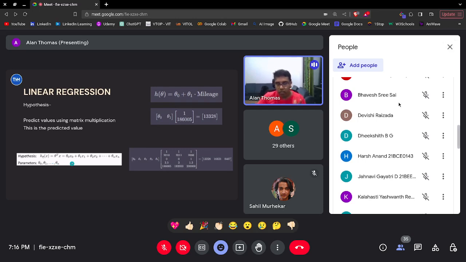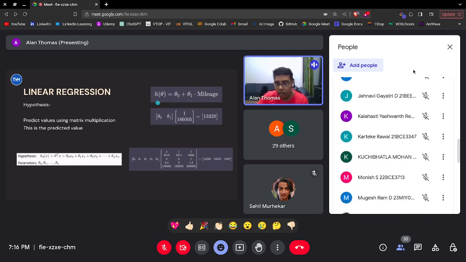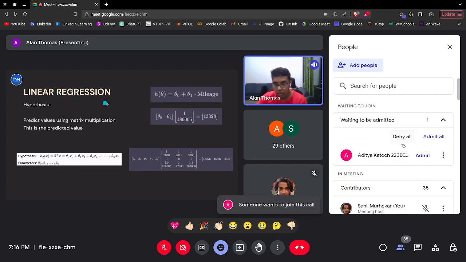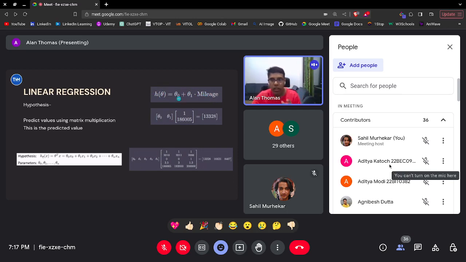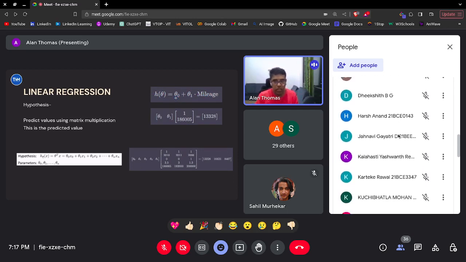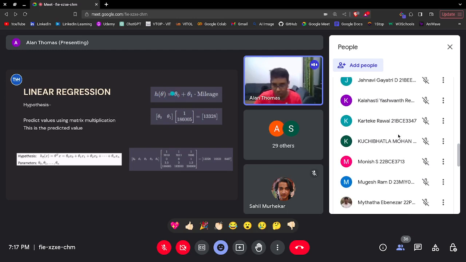You can relate this to linear regression, so you can relate it to a line. This formula h of theta is equal to theta 0 plus theta 1 into mileage can be related to y is equal to mx plus c. This here is y, this is m, mileage here is your x, your input feature, and theta 0 is your intercept, which is c. So you have y is equal to mx plus c. That's how it works for a single feature example.